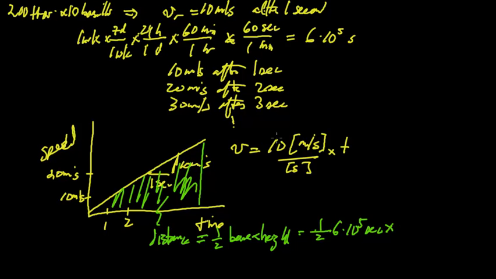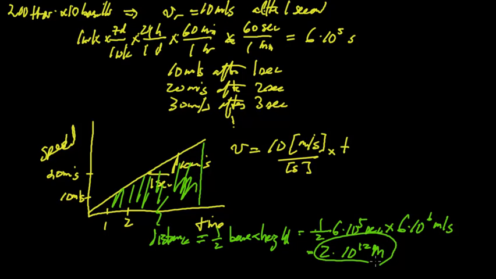which is the speed that we get after going for a week. And so essentially we take 6 times 10 to the 5th seconds times 10, so we have 6 times 10 to the 6th meters per second. And this will give us somewhere around 2 times 10 to the 12 meters. Okay, so that'll give us our distance.